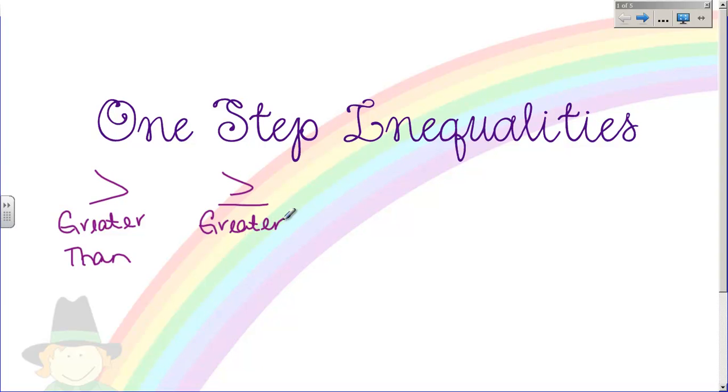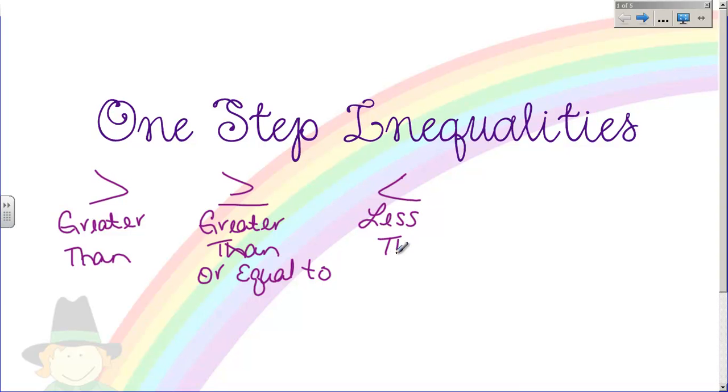If I take this symbol and put a line underneath it, then what it means is I have a number that is greater than or equal to, which means it can be greater than the number or it can be equal to the number, and you'll see what I mean as we get to some of these problems. A symbol facing this direction is your less than symbol. And of course, if I put the line underneath it, like with greater than, then this means less than or equal to. So it includes them both.